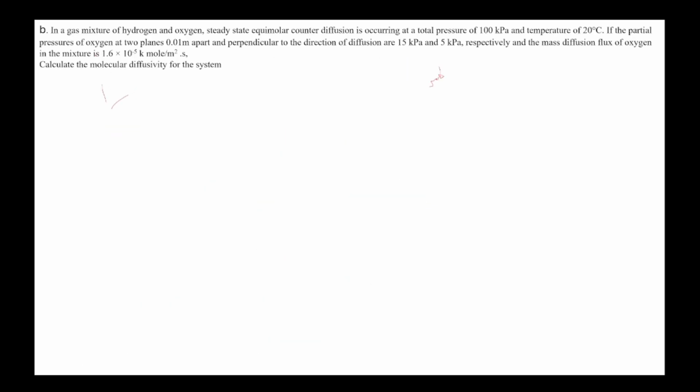Okay. In a gas mixture of hydrogen and oxygen, H2 and O2, equimolar counter diffusion is taking place at a total pressure of 100 kilopascal and a temperature of 20 degrees Celsius. So 273, 293 Kelvin is the temperature. The partial pressure of oxygen at two planes, 0.01 meter apart, perpendicular to the direction of diffusion, is 15 kilopascal and 5 kilopascal respectively. Given the mass transfer flux of oxygen NA, we have to calculate the molecular diffusivity.